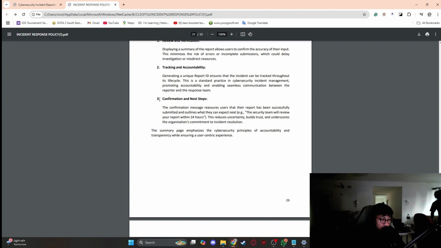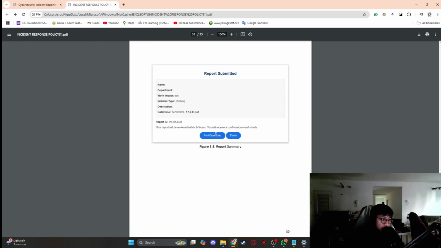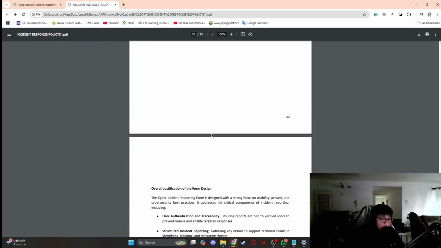And then confirmation and next steps. The confirmation message reassures users that their report has been successfully submitted and outlines what they can expect next. This reduces uncertainty, builds trust, and underscores the organization's commitment to incident resolution. And that's all.